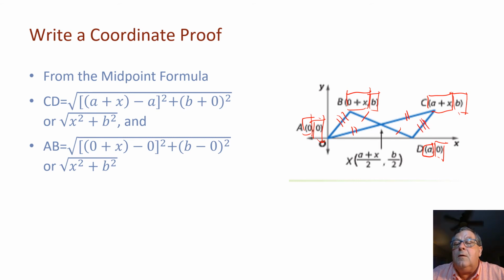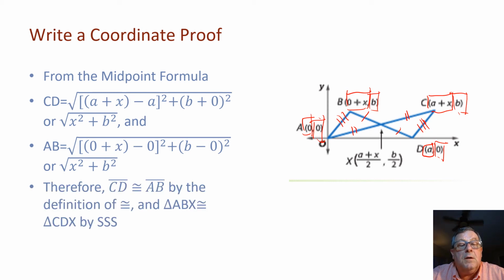All three, we got all three sides. We got congruency between all three sides. Therefore, CD is congruent to AB by the definition of congruency, and that means that triangle ABX is congruent to triangle CDX by side, side, side. Whew, it's pretty abstract. I think my head hurts.